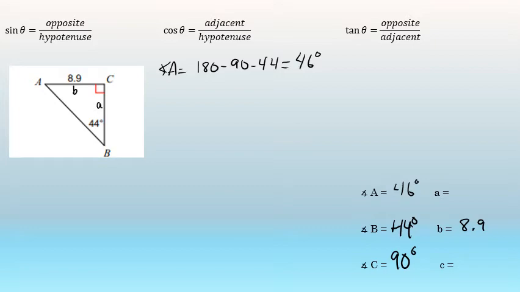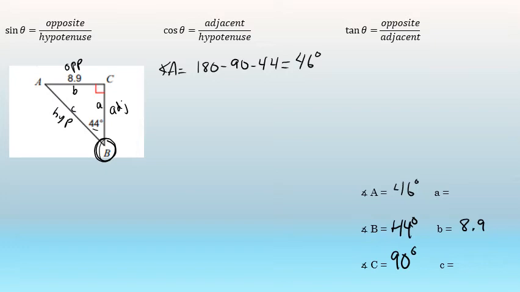Again, when solving this triangle, I'm going to focus on angle B and label the sides opposite, adjacent, and hypotenuse based on angle B because that was the original angle that I was given. I could choose to focus on angle A, but I'll focus on angle B. And across from angle B, the opposite side is the side that's been given as 8.9. The adjacent side is side A, and the hypotenuse across from the right angle is side C.